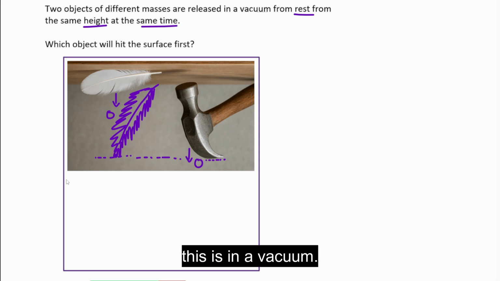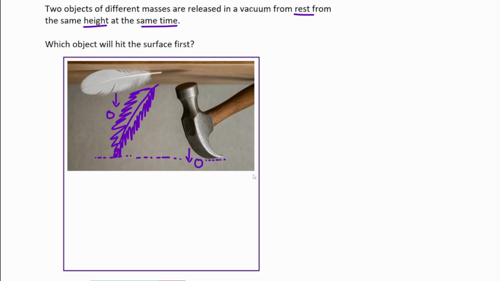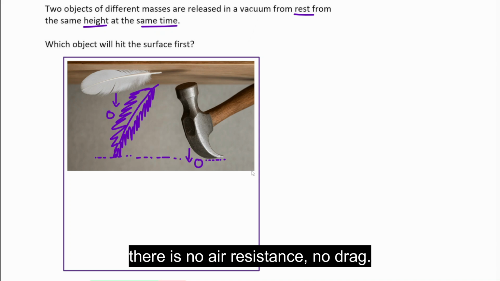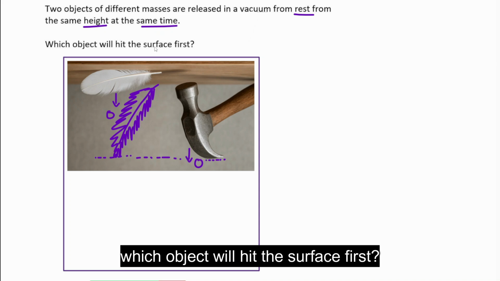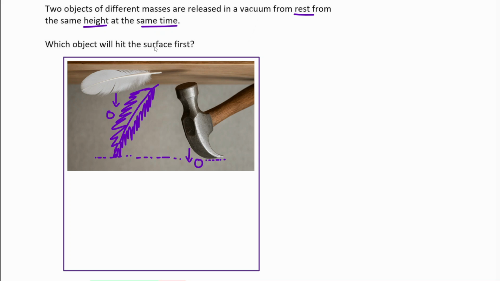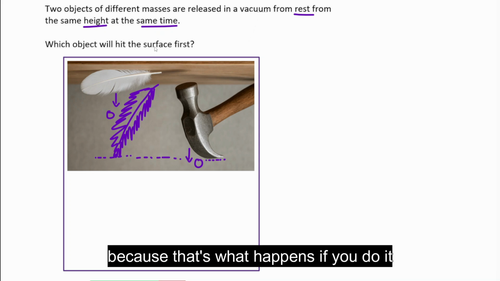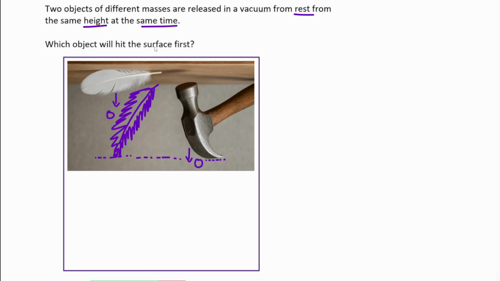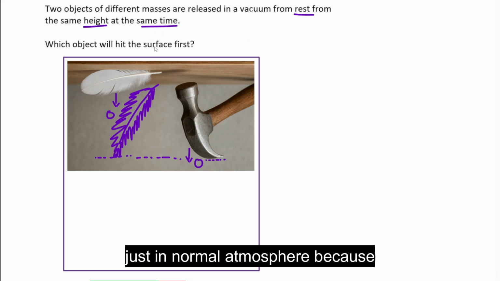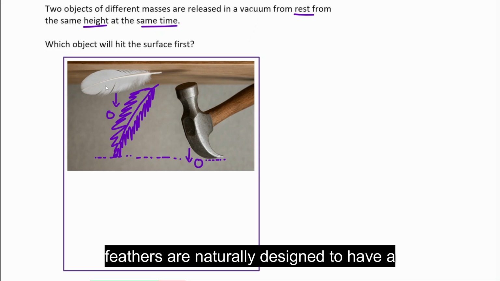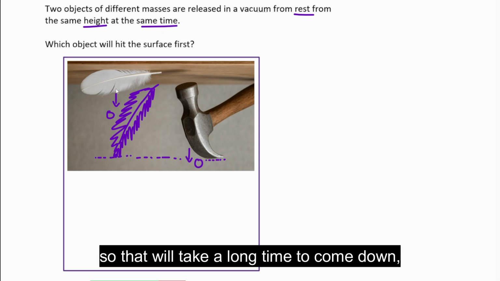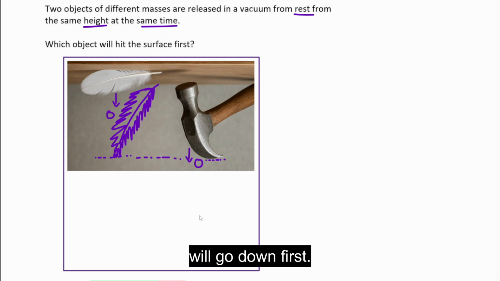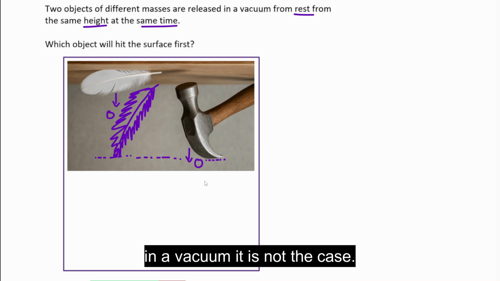Now, this is in a vacuum. So in a vacuum, there is no air resistance, no drag, there are no particles. So, which object will hit the surface first? Generally, many students tend to think it is the hammer, because that's what happens in a normal atmosphere. Feathers are naturally designed to have a very high air resistance, so that will take a long time to come down, whereas the hammer will go down first. However, in a vacuum it is not the case.